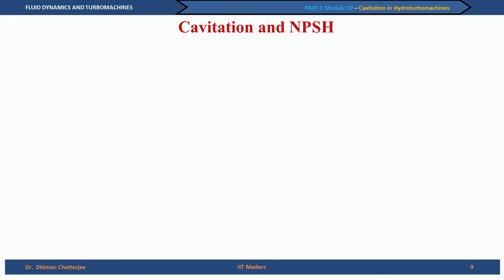One important parameter that we have to keep in mind while discussing cavitation in pumps is the term called NPSH. NPSH, as I will talk about, means net positive suction head. But before we go into the definition of NPSH, let us look at how to find out what NPSH is and what is the reasoning behind such a calculation.